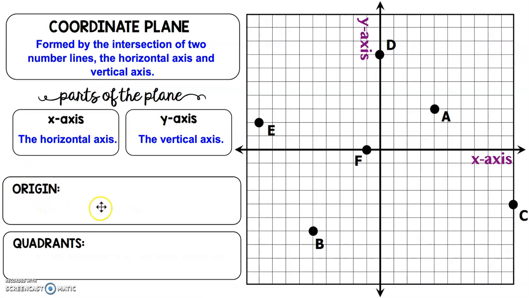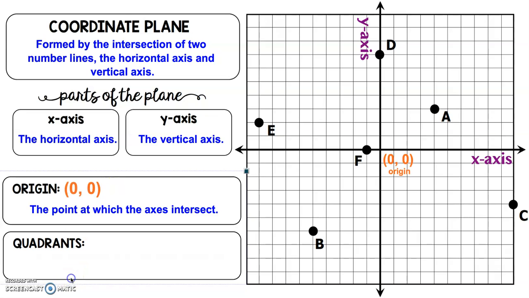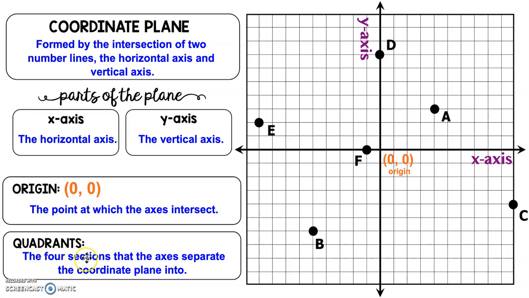The origin is the point at which the axes intersect. So where the x and y axes cross is that point 0, 0, which we call the origin. The axes also split the plane up into different sections, which are called quadrants. So the four sections that the axes separate the coordinate plane into are the four quadrants.